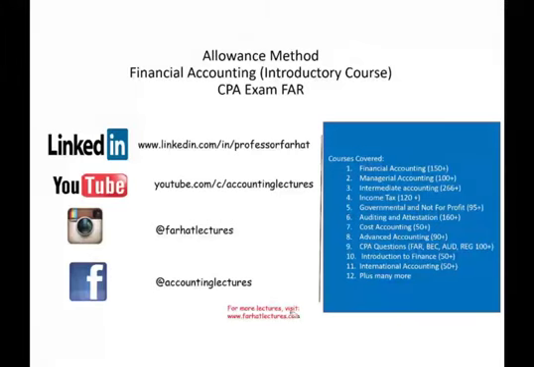This is Professor Farhat. In this session, we would look at the allowance method. This topic is covered in an introductory accounting course as well as the CPA exam, the FAR section.